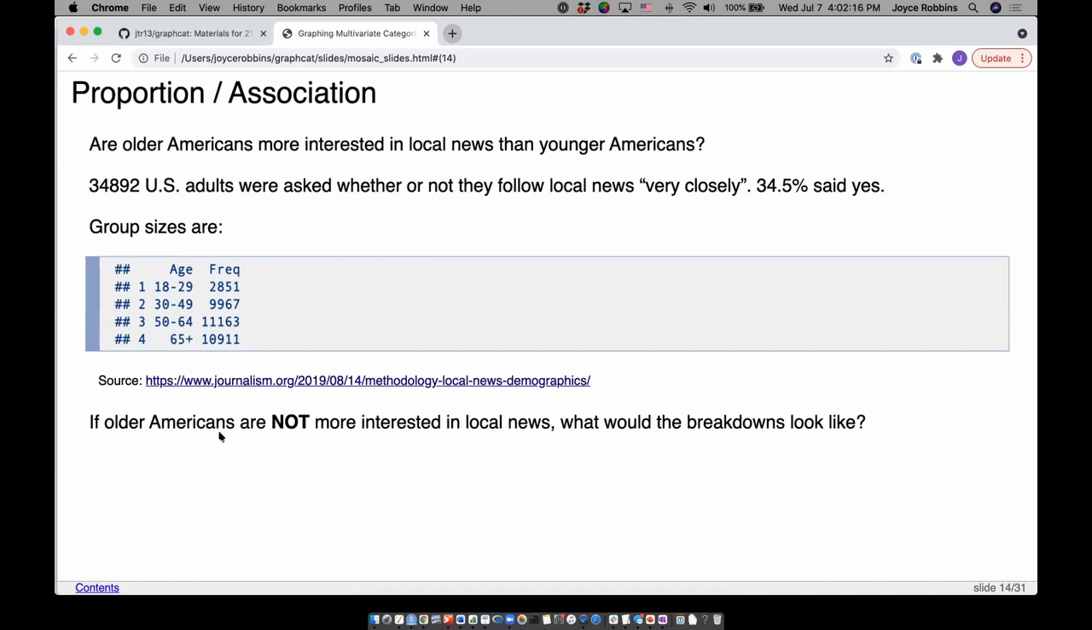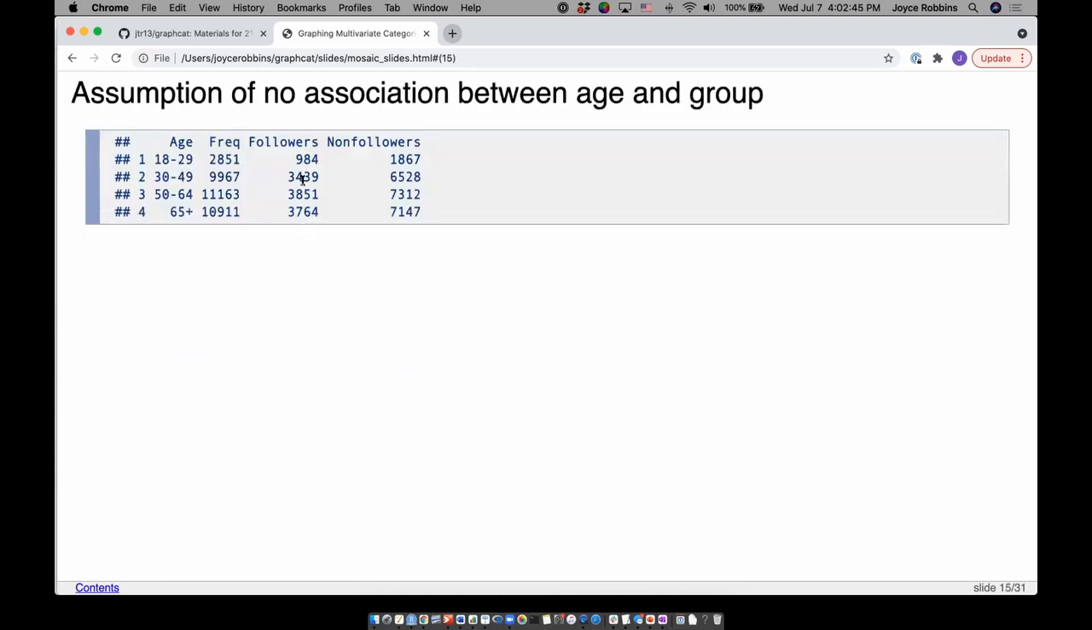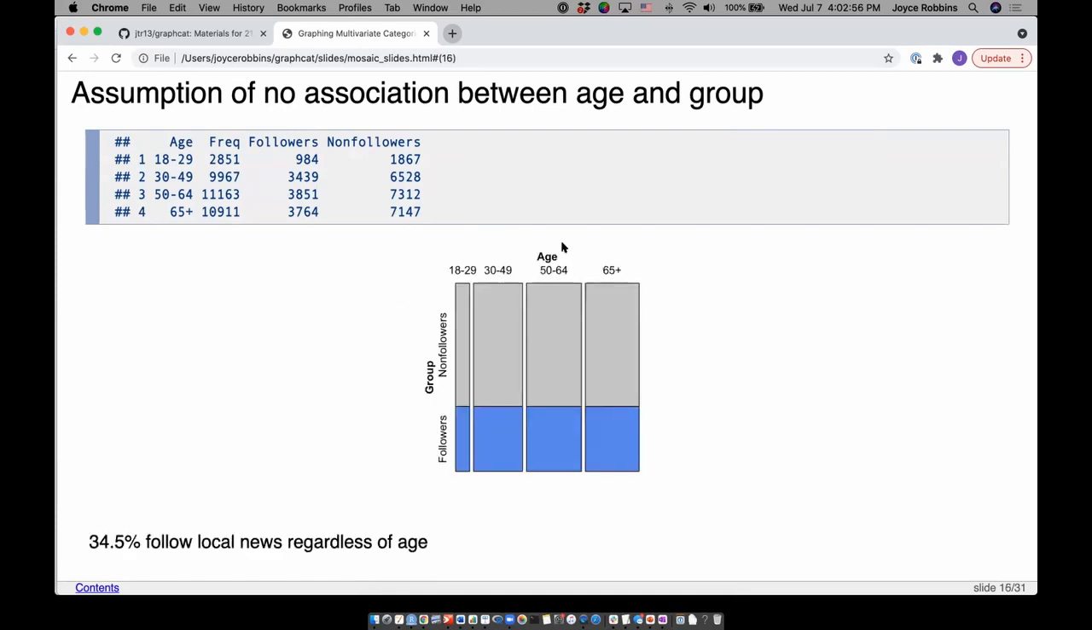We're not going to start with the original data. We're going to start with a hypothetical and think about what it would look like if there were no association. So if age didn't matter, if people followed local news at the same rate regardless of their age, what would the breakdowns look like? Well, we would just take 34.5% of each of these group sizes and say that those are the followers of local news and these are the non-followers. Again, not the real data. Let's see what a mosaic plot of this data looks like.